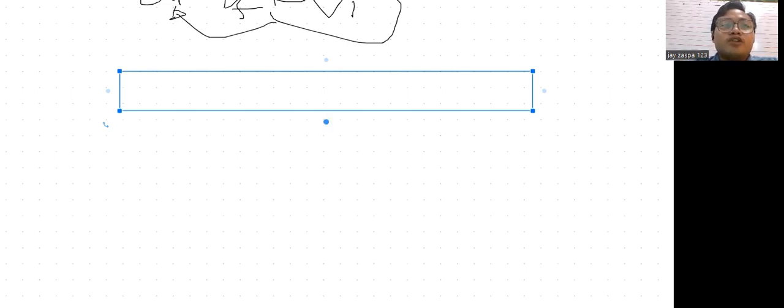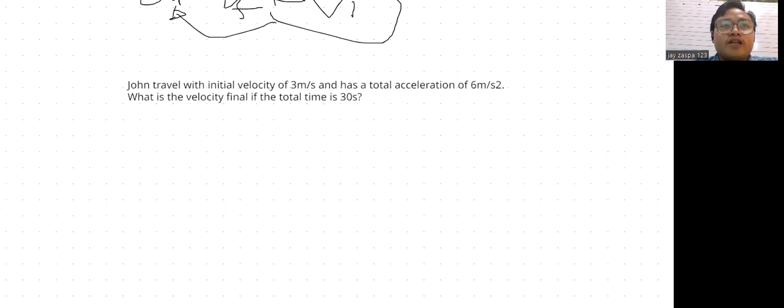So first, you're going to write the given, as always. Reminder: you're going to write the given. So the given will be the acceleration. The acceleration we have is 6 meter per second squared.